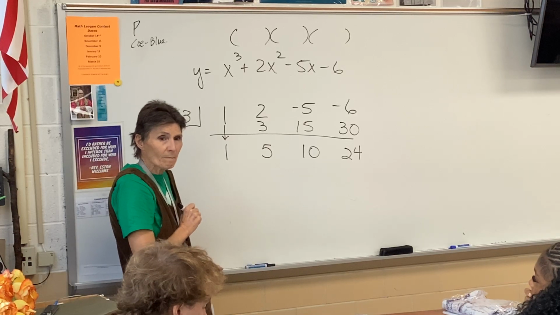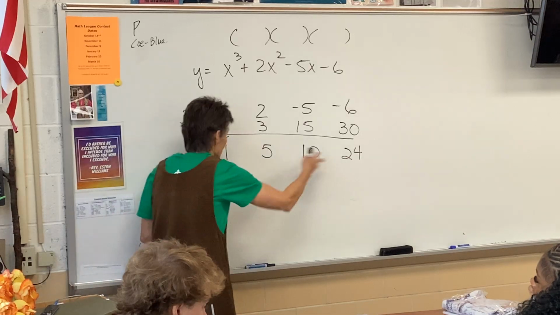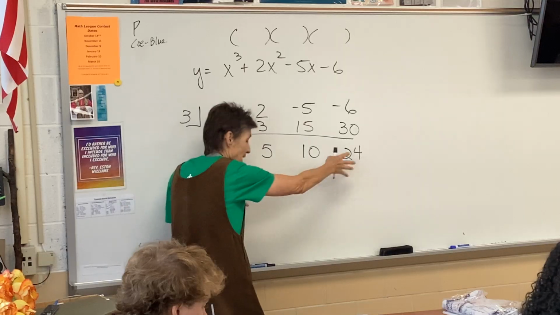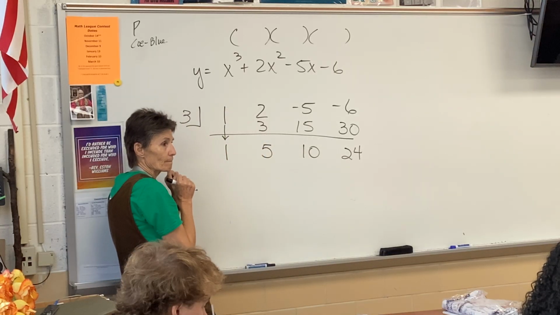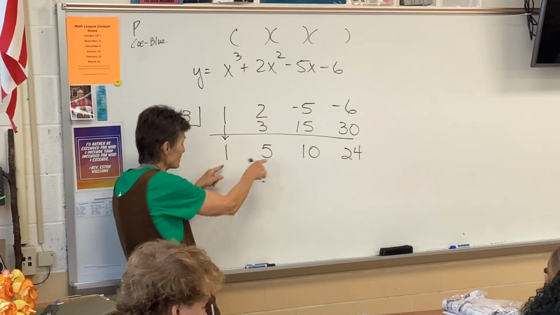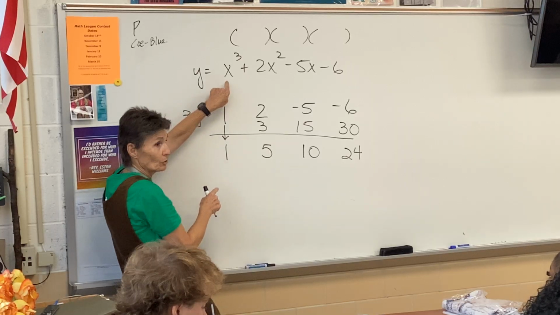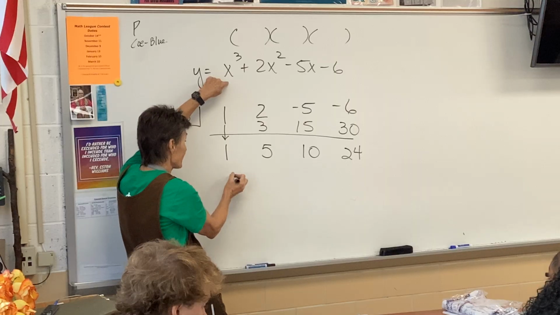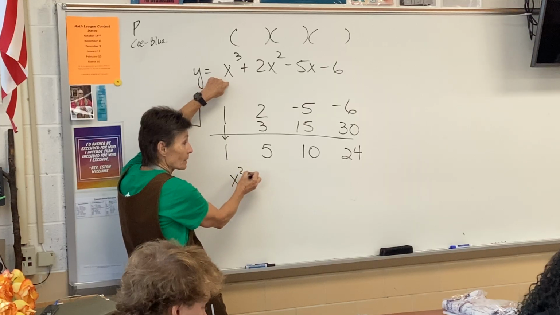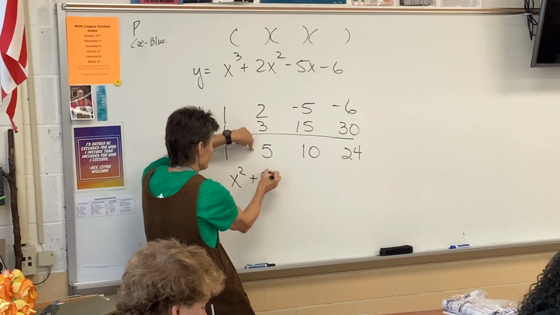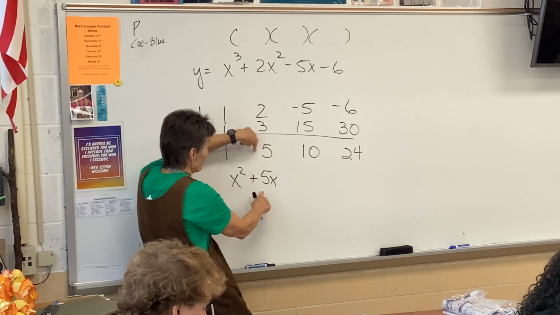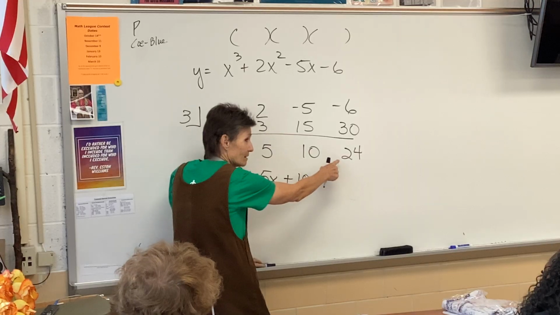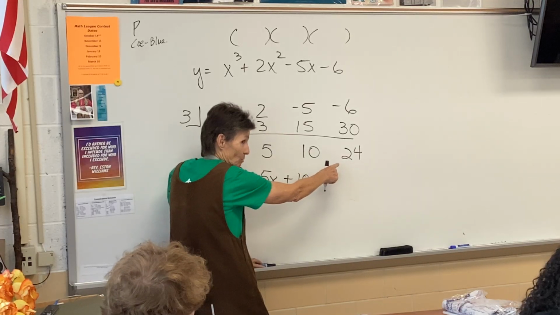Now, does anybody remember what all this means? Now, I'm done, the process is done. Does anybody remember what this all stands for now? This stands for, remember how the original was x cubed? After you do a division, it becomes an x squared. And then this becomes a 5x. This is a 10. What's that? That's the remainder.